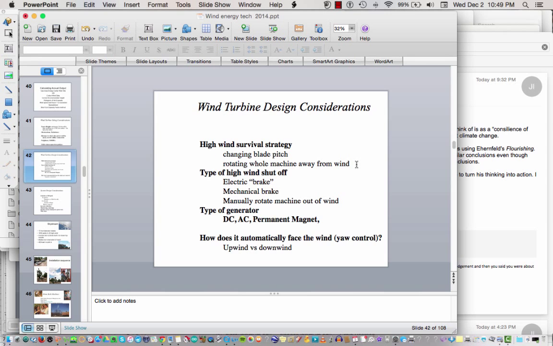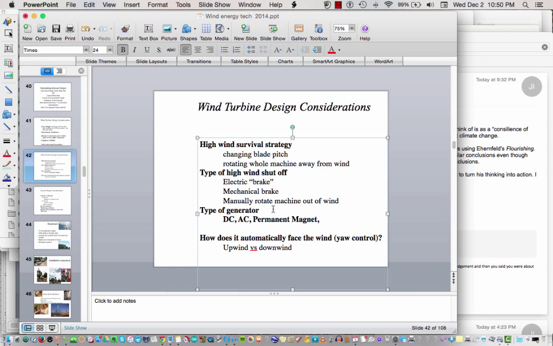You can rotate the whole machine away from the wind, and this is what the Berge wind turbine that we have does. And then once you're surviving by getting rid of that wind, if you want to actually shut it off, how do you shut it off? You can have an electric brake, a mechanical brake, and you can manually rotate the machine out of the wind. It often doesn't work to have a wind turbine at full power output and then throw a brake on. You have to disengage the wind turbine from the flow of wind, because if you just put the brake on, it's like driving down the freeway at 100 miles an hour with your foot on the gas, leaving your foot on the gas and trying to slam on the brakes at the same time. So you need to get that energy away from the turbine before you throw the brake on.